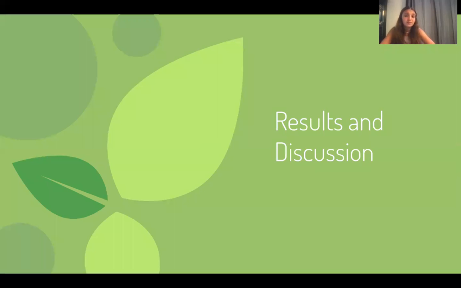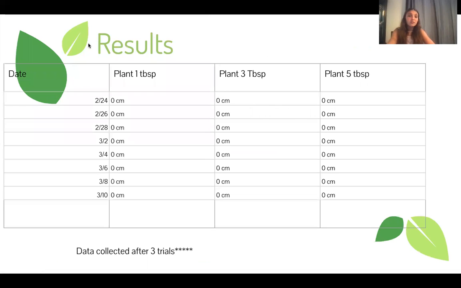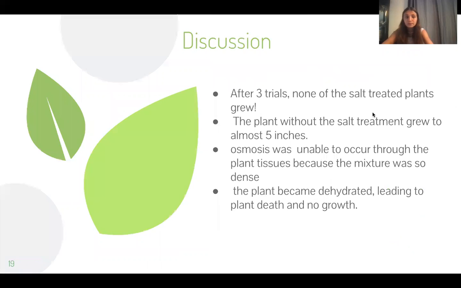Results and discussion. So my results here are based off of 3 trial runs and averaged all together. As you can see, we couldn't even make a chart out of this because the plants with 1 tablespoon, 3 tablespoons, and 5 tablespoons all showed no growth. After 3 trials, none of the salt-treated plants grew. The plants without the salt treatment grew to almost 5 inches. And in the end, they did take 4 to 5 days to germinate, where the other ones weren't even able to germinate.